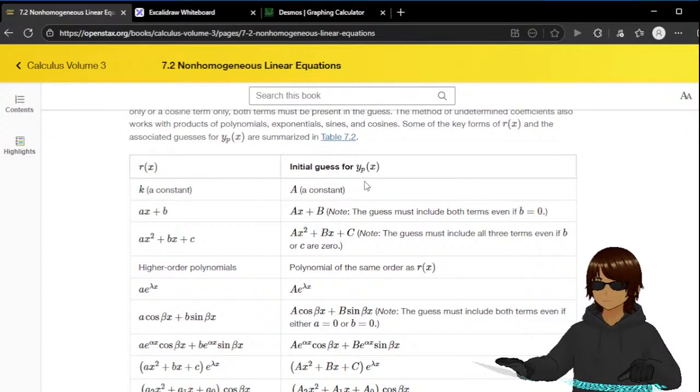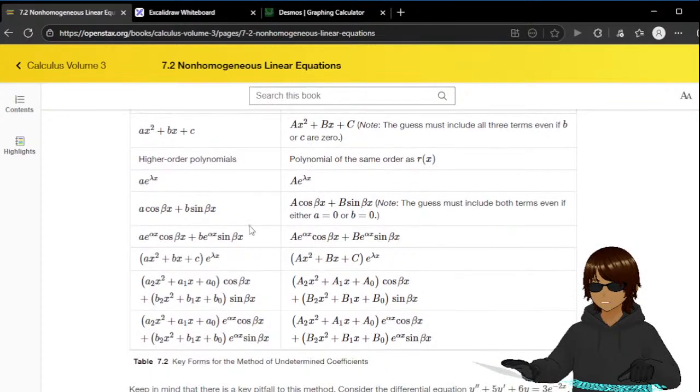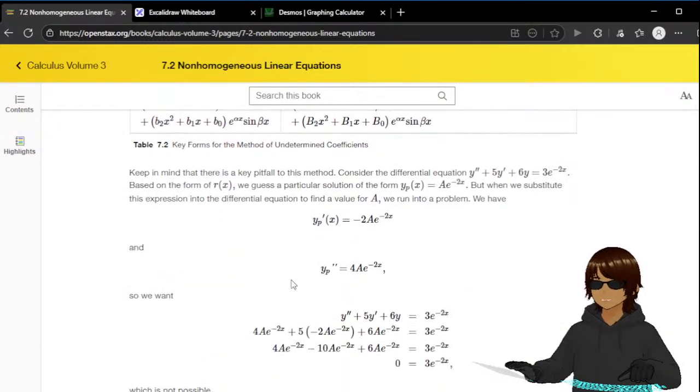Initial guess for yp. So constant, ax plus b, quadratic. Same way, this. Okay. Keep in mind that there are key pitfalls to this method. Consider the differential equation y double derivative plus 5 times the derivative of y plus 6y is equal to 3x to the power of minus 2x.